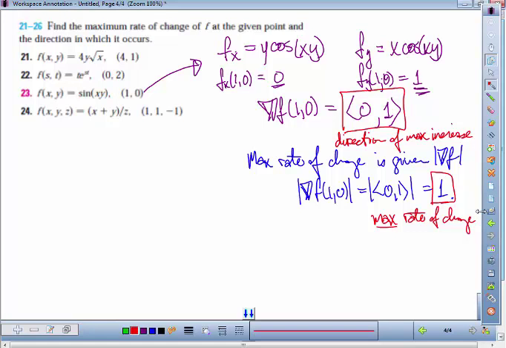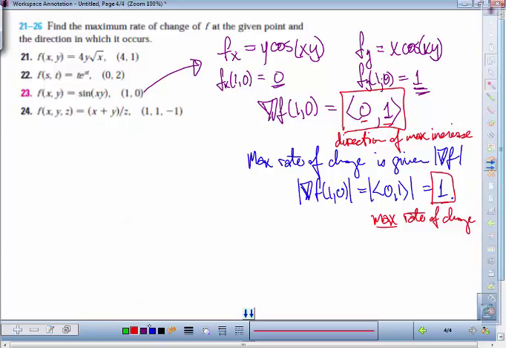Which means if you're on this mountain, sine xy, and you're standing at the point 1, 0, if you go in any other direction, your rate of change will be less than 1. But if you go in this direction, 0, 1 direction, then that's going to be the highest, the steepest incline from where you're standing. And then the steepest decline from where you're standing would be the opposite of that, which is 0, -1. Okay?